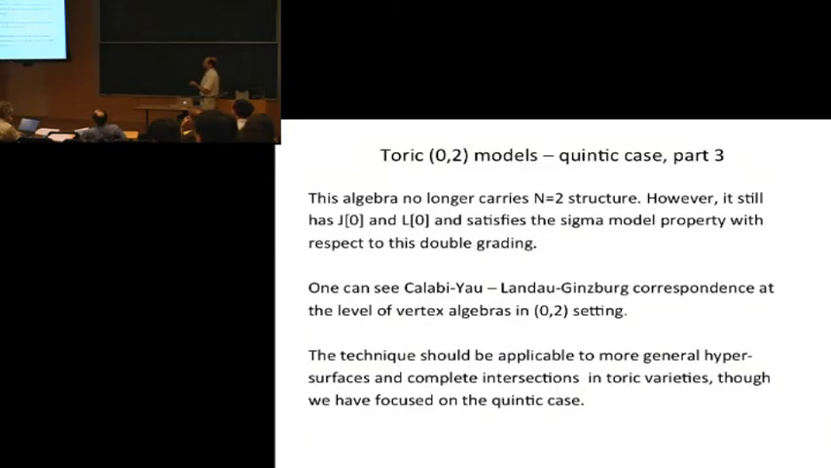for the 2-2. Well, you don't have a full N equals 2 structure. There is still J0 and L0. You still have the sigma model property. I'm not sure if it's actually stated in the paper, but the argument should go the same way. And you can see the Calabi-Yau and Landau-Ginzburg correspondence in this setting. It should be applicable to more general hypersurfaces in toric varieties.